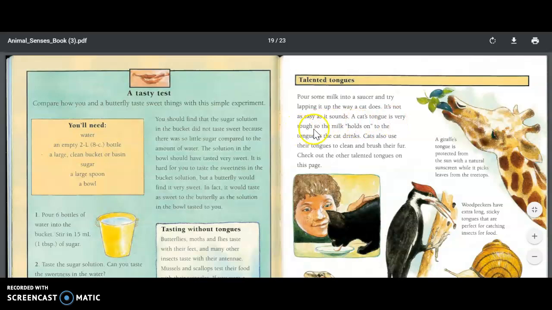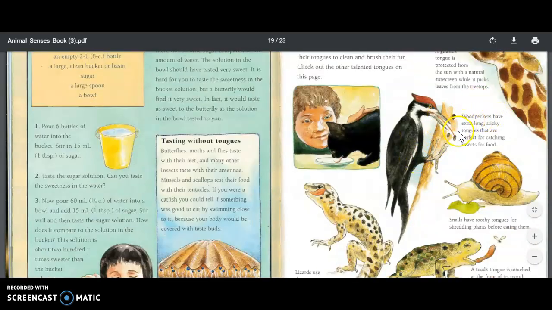A cat's tongue is very rough, so the milk holds on to the tongue as the cat drinks. Cats also use their tongues to clean and brush their fur. Check out the other talented tongues on this page. Let's look at the giraffe. A giraffe's tongue is protected from the sun with a natural sunscreen while it picks leaves from the treetops.